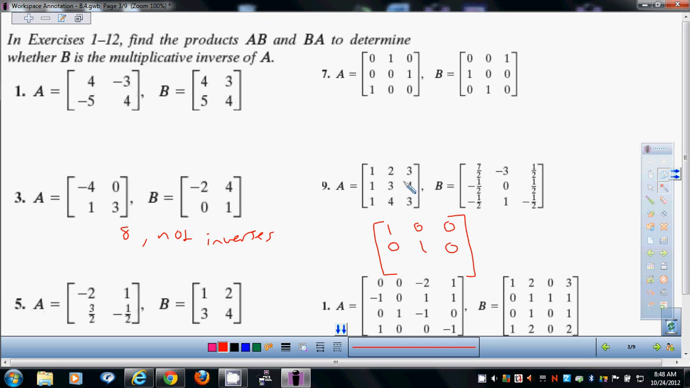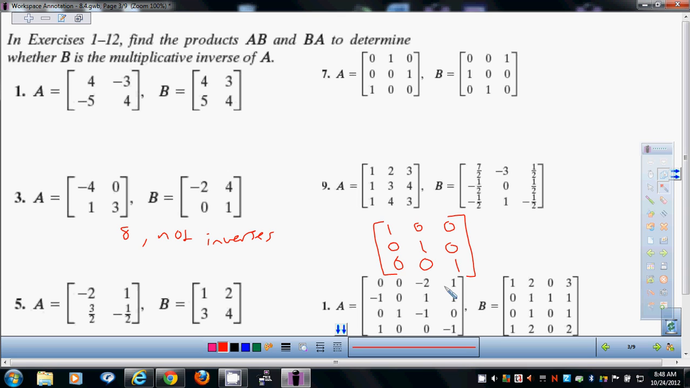Third row, first column. 7/2 minus 4/2 is 3/2. Minus another 3/2 is 0. Negative 3 plus 0 plus 3 is 0. 1/2 plus 4/2 is 5/2. 5/2 minus 3/2 is 2/2, which is 1. So AB worked out. Now you have to do BA.